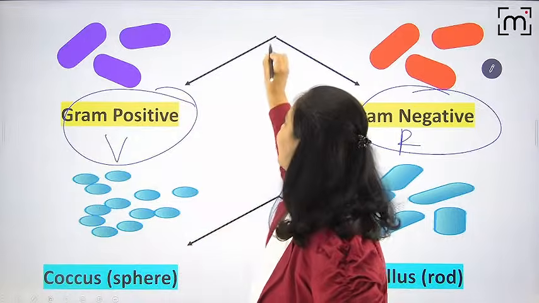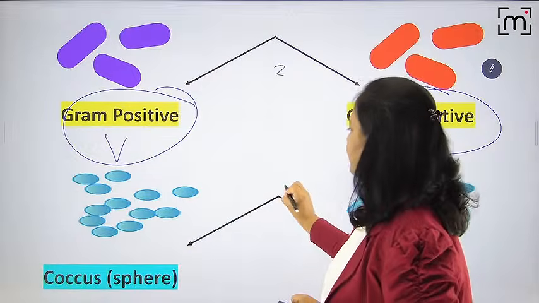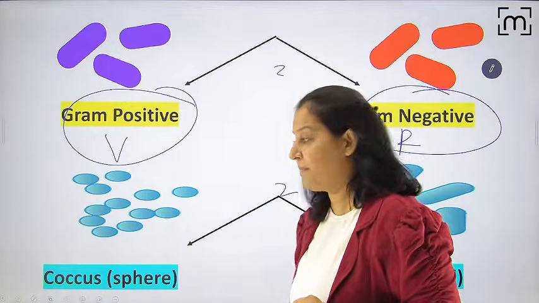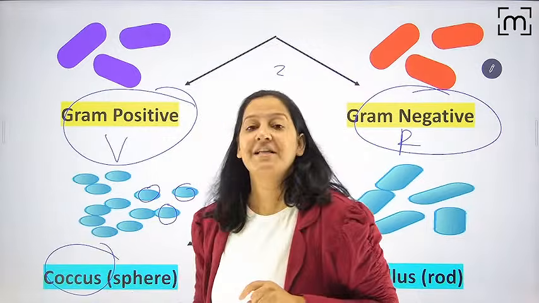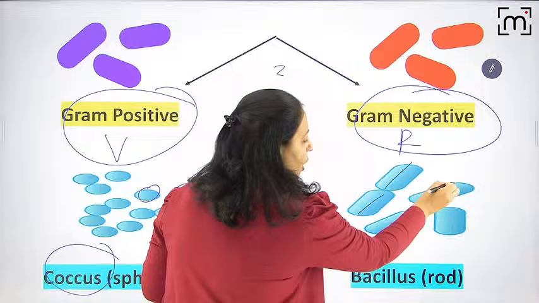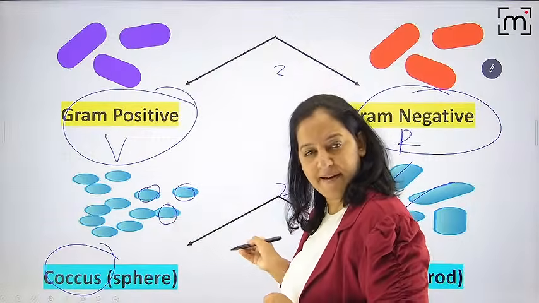Two types of bacteria. Based on shape also, there are two types of bacteria. What are the two types of bacteria based on shape? The bacteria which are spherical in shape are known as cocci. The bacteria which are elongated, rod-like are known as bacilli. So this is the classification based on Gram stain, and this is the classification based on shape.